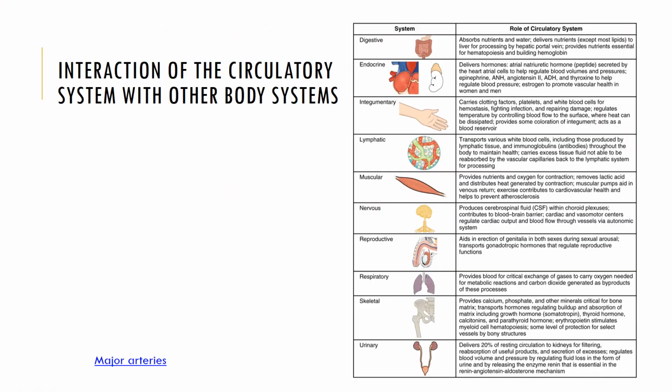Here you can see the interaction of the circulatory system with other body systems. The circulatory system interacts with other body systems in a variety of ways. For example, with your digestive system by delivering nutrients to the cells and tissues of the body, and your respiratory system by delivering oxygen and then getting rid of carbon dioxide waste. You can review the various systems and the role the cardiovascular system plays in its interaction with that individual organ system.